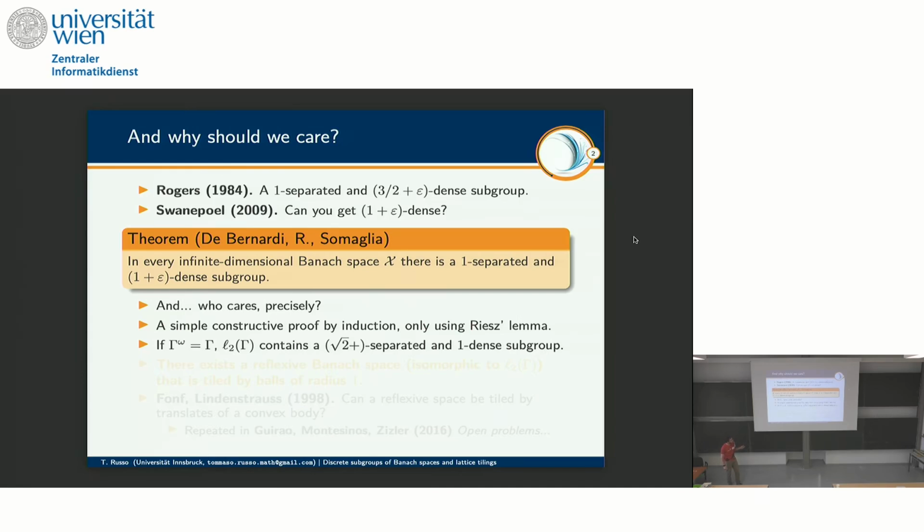Now, the fact that you get exactly these two values makes a lot of sense. And now I want to explain how this is of any relevance. So now we'll talk about the real motivation we had for studying these things. So suppose that you have this separated and dense set.